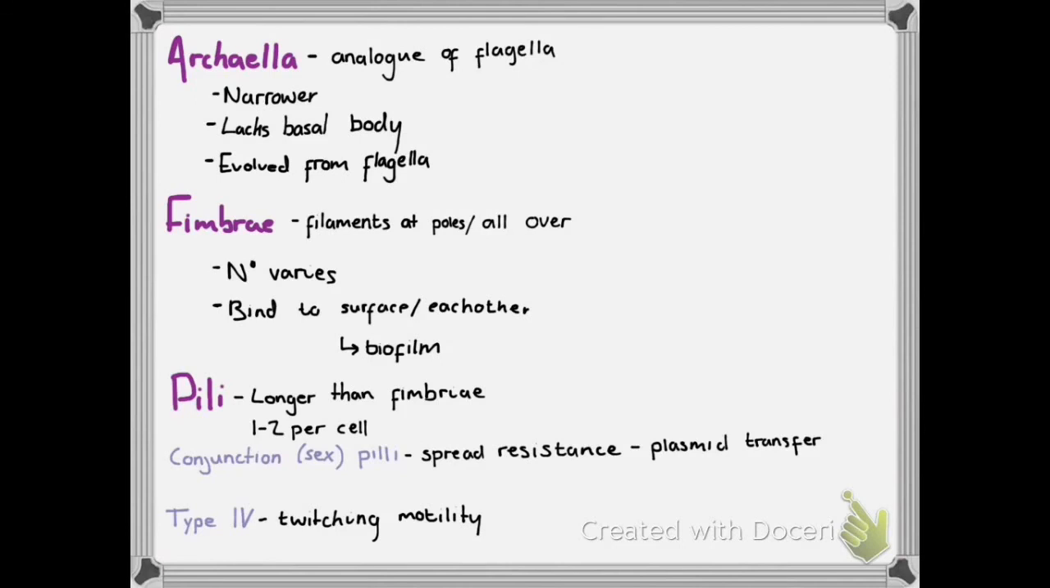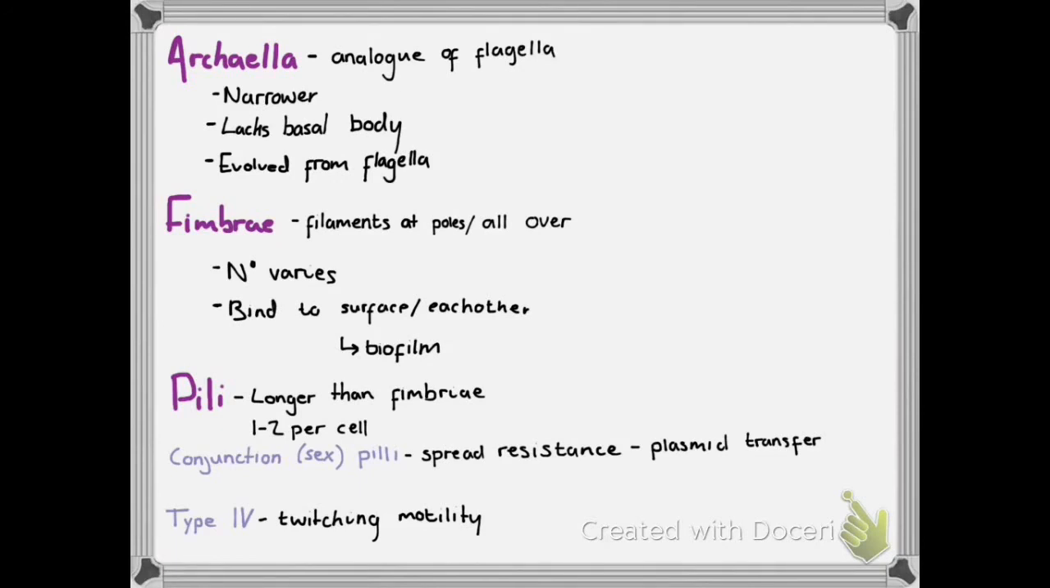And then we'll go on to some similar things to an actual flagella. So you have an archaellum, which is classed as an analogue of the flagella. This basically just means it's similar to it, apart from it's narrower, it lacks a basal body, and it is believed to have evolved from the flagella, which is why it's obviously similar to it. You have your fimbriae, which are filaments again, and they can be at the poles or all over, but they can vary in the number from like 1 to thousands, and they aid it in binding to surfaces and other cells. So like it's when you get biofilm over water or liquids.